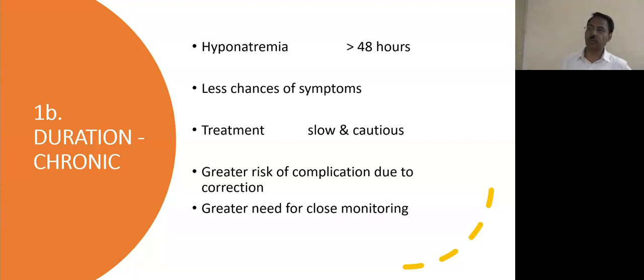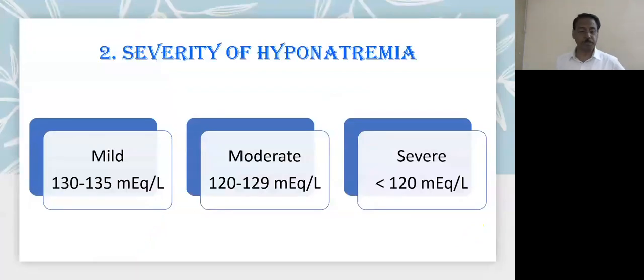There's a greater risk of complications when you're managing chronics, and there's a greater need for monitoring. So these are two things you have to keep in mind. One, that you treat them slowly, cautiously. Second, you have to monitor them very closely, right? So there are other things that are very important in chronic hyponatremia as compared to the severity we just talked about.